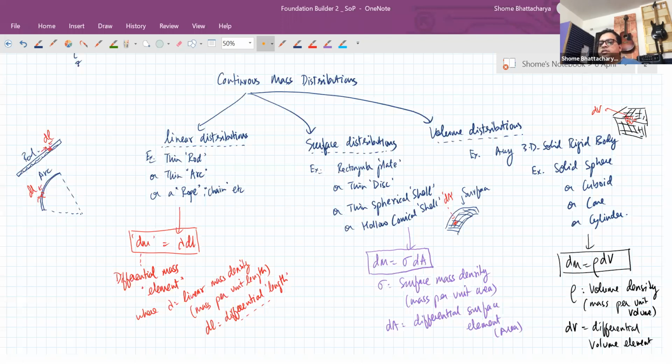So whenever we are using integration to find the position of the center of mass, the first step we have to understand is that when we are using integration for R_CM equals integral of R dm, what is the dm? In case it's a linear distribution, it's of the type lambda dl. In case it's a surface distribution, it's of the type sigma dA. And in case it's a volume distribution, it's of the type density into volume, or rho into dV. And these are the standard symbols we use: lambda for linear mass density, sigma for surface density, and rho for volume density.